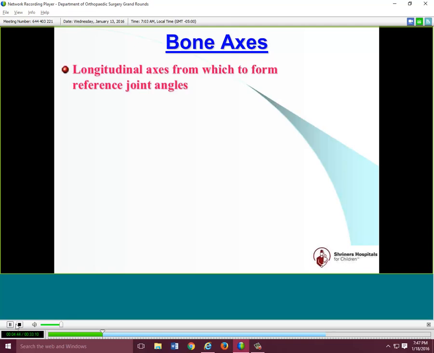So let's talk about the bone axes for a minute. These are longitudinal axes from which we can then make reference joint angles. There's two choices.